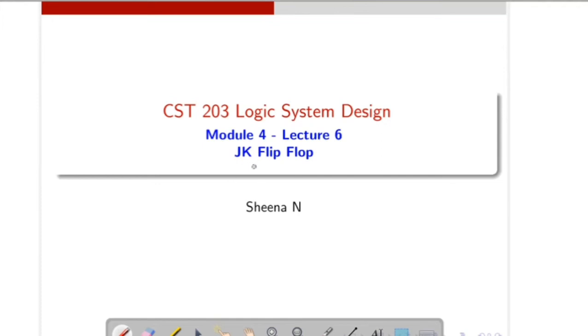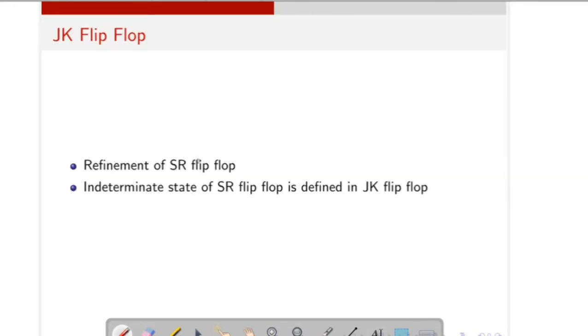Hi students, in this video we are going to study JK flip-flop. We all know SR flip-flop. In the case of SR flip-flop, if S is equal to R is equal to 1, that means both inputs are 1, it goes to an invalid state or indeterminate state.